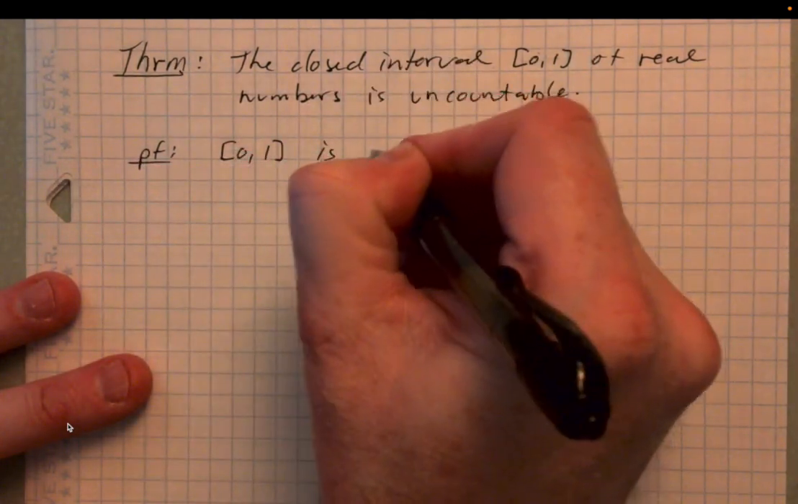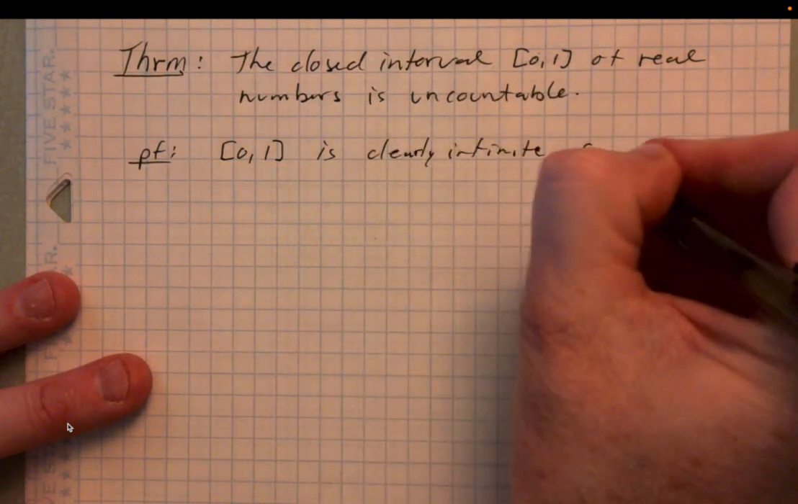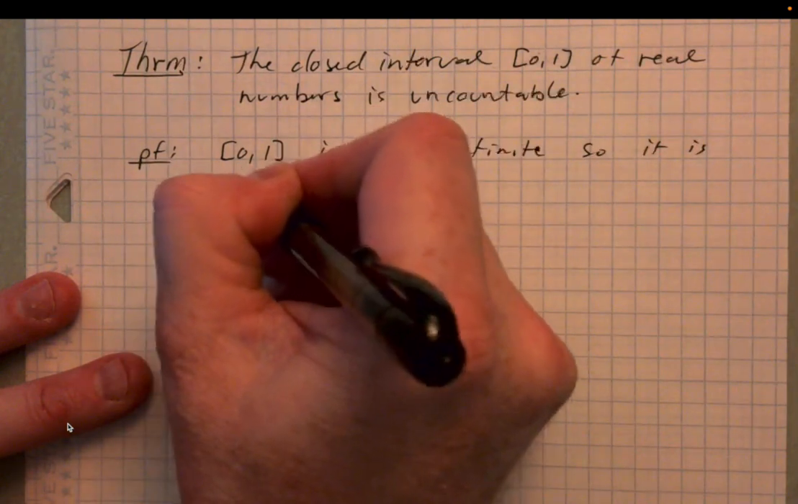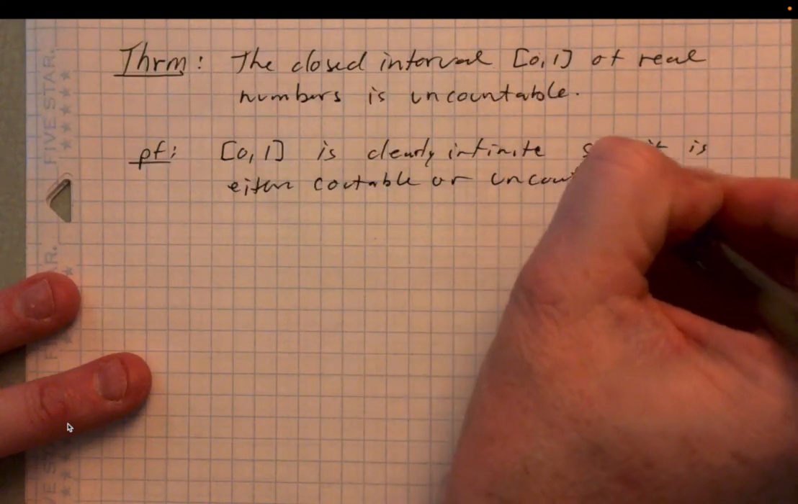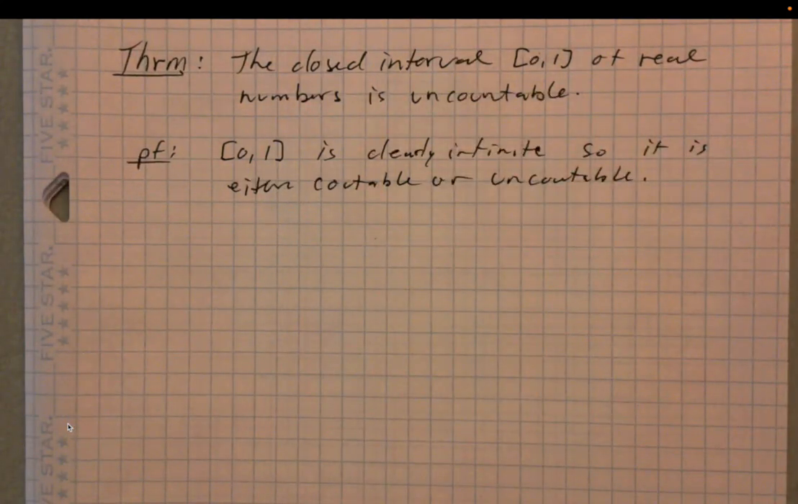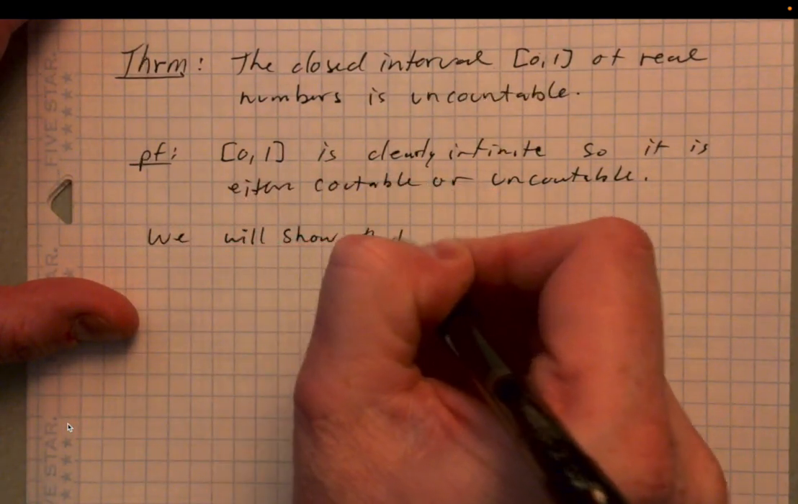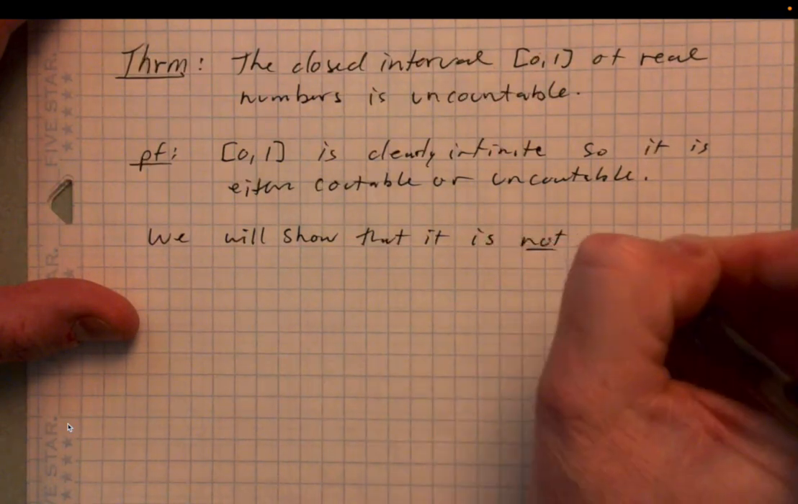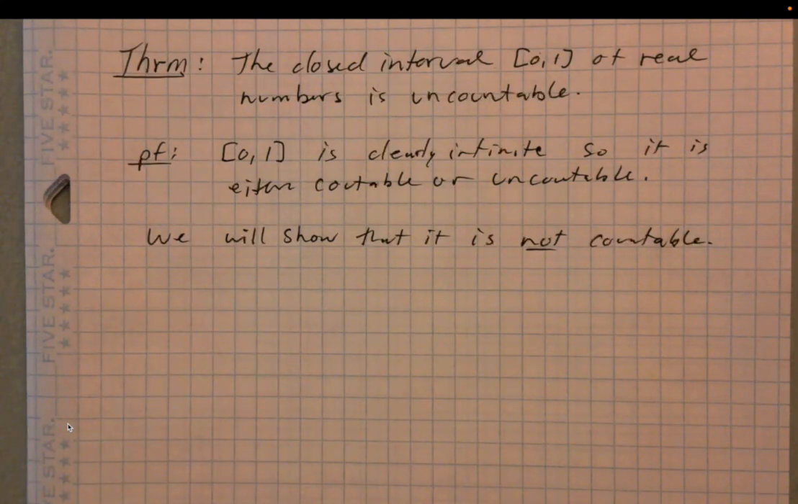So we'll just summarize that. 0 to 1 is clearly infinite, so it is either countable or uncountable. Now, to prove that it's uncountable, we need only show that it is not countable. If it's infinite, it's either countable or uncountable. We'll show that it's not countable, so therefore it must be uncountable. Now, how are we going to do this?